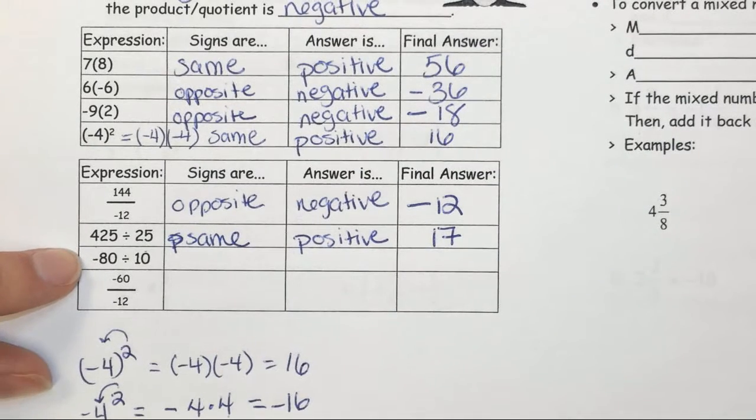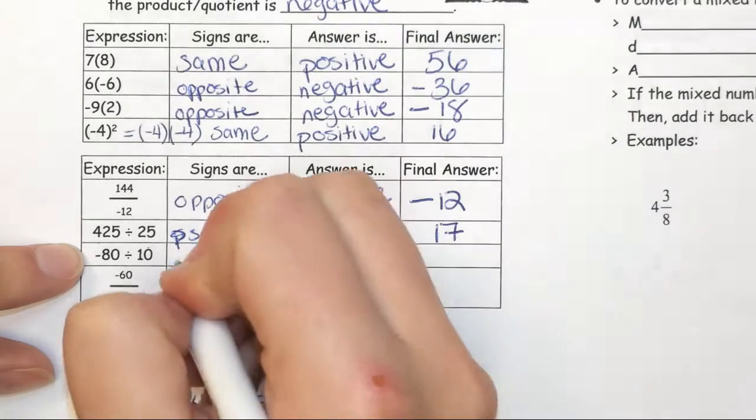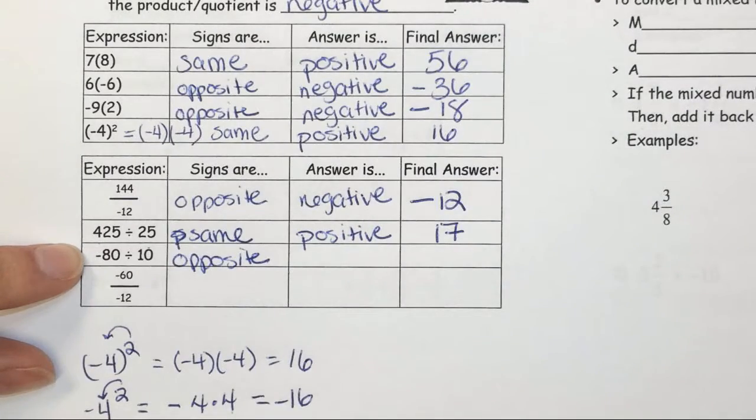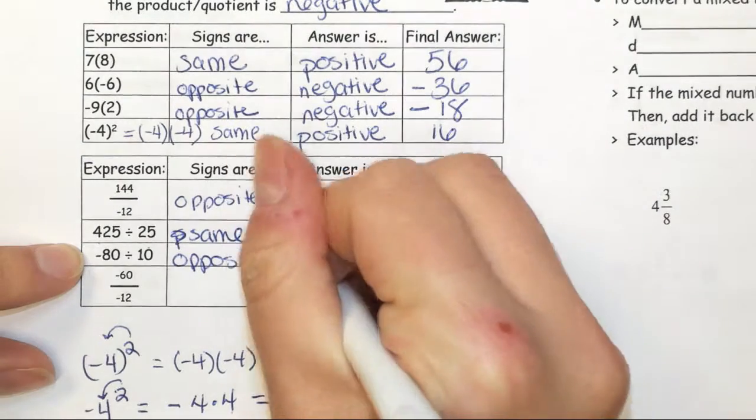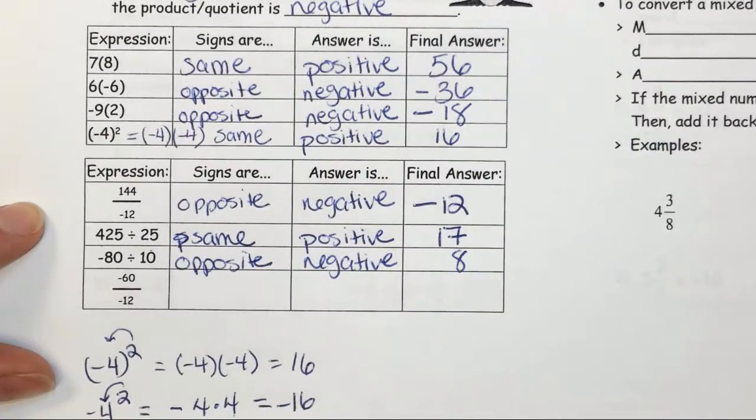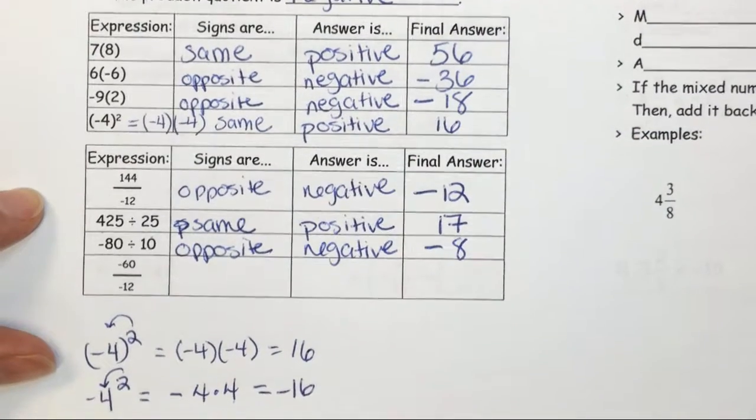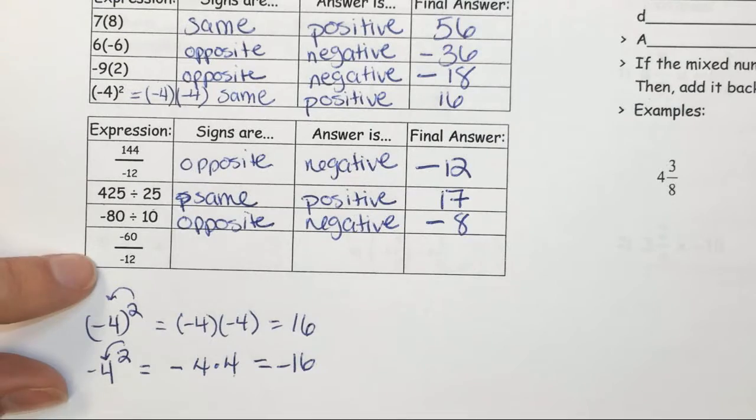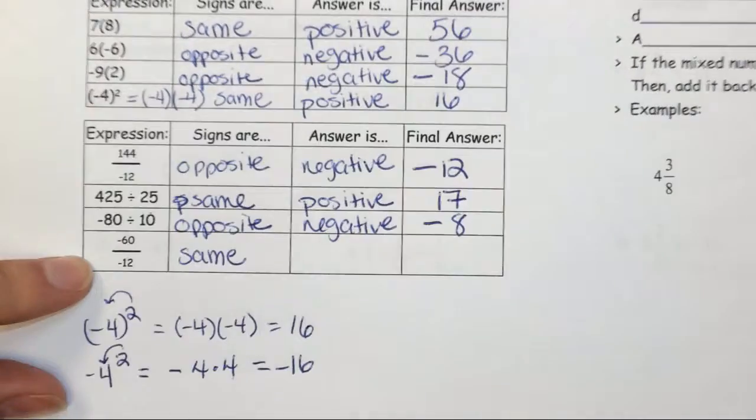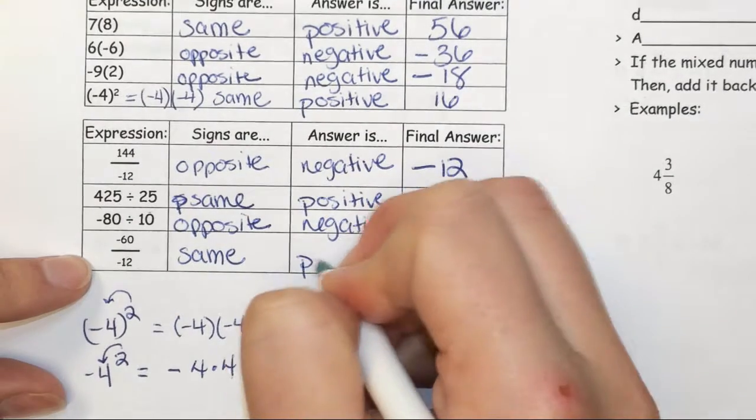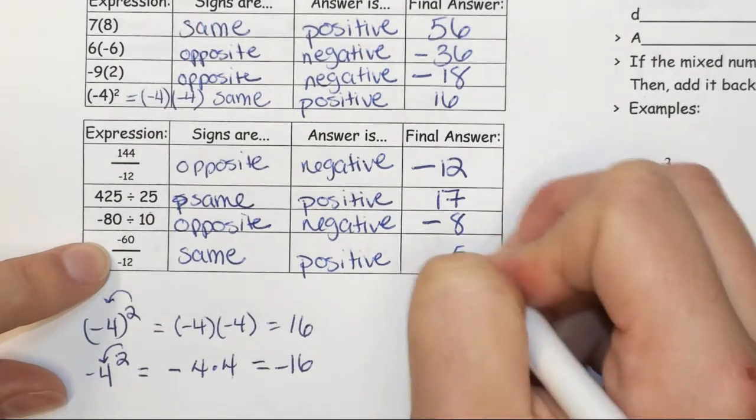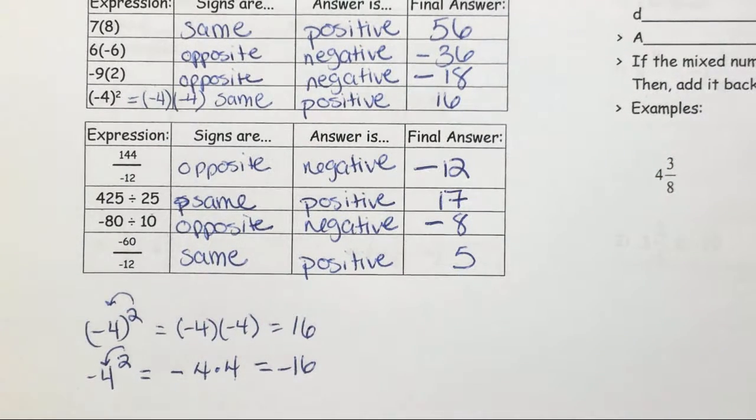Next example, I have negative 80 divided by 10. Signs are opposite. And since my signs are opposite, my answer will be negative. 80 divided by 10 is 8. Negative. And last example, I have negative 60 divided by negative 12. Signs are the same. They're both negative. That means my answer is going to be positive. Divide as usual. 60 divided by 12 is 5. And it stays a positive 5 since my signs are both the same.